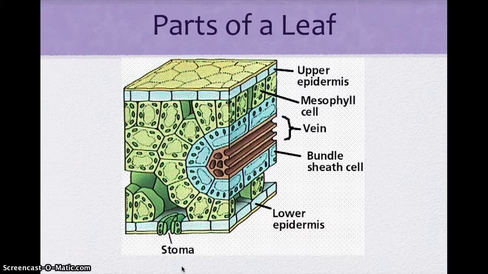Within the leaf, you have the upper and lower epidermis. Those are the protective layers on the upper and the lower sides of the leaf. Then you have the cuticle. The cuticle is the waxy layer on the upper epidermis to reduce water loss. Next, you have the palisade cell layer, the layer with chloroplasts beneath the upper epidermis.